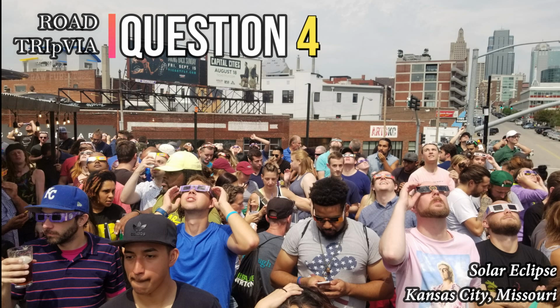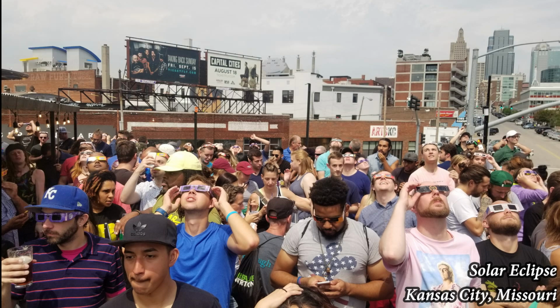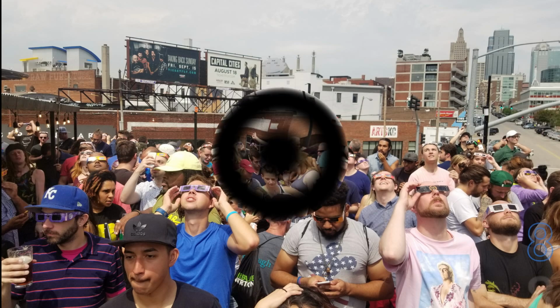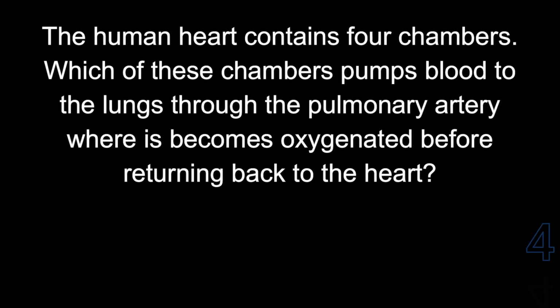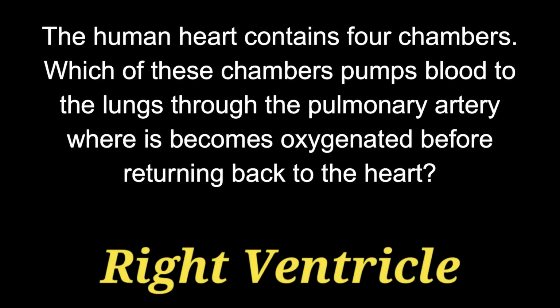Question number 4. The human heart contains 4 chambers. Which of these chambers pumps blood to the lungs through the pulmonary artery where it becomes oxygenated before returning back to the heart? The chamber that pumps blood to the lungs is the right ventricle.